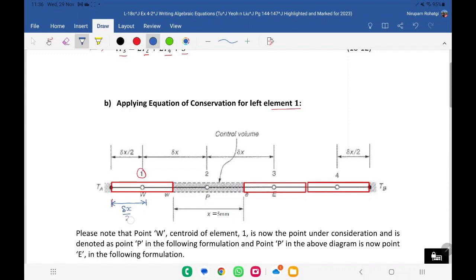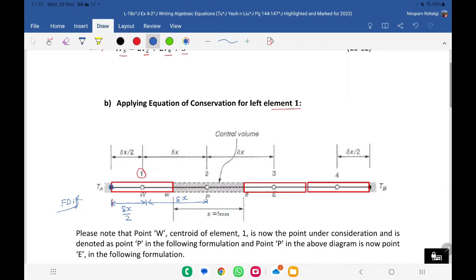Delta x by 2. On the right side this is equal to delta x. So this element is slightly different. Now when you are finding the derivative at this point on the left side, here you will be using forward difference, because you want to find the derivative at this point and there is no point on the left side.